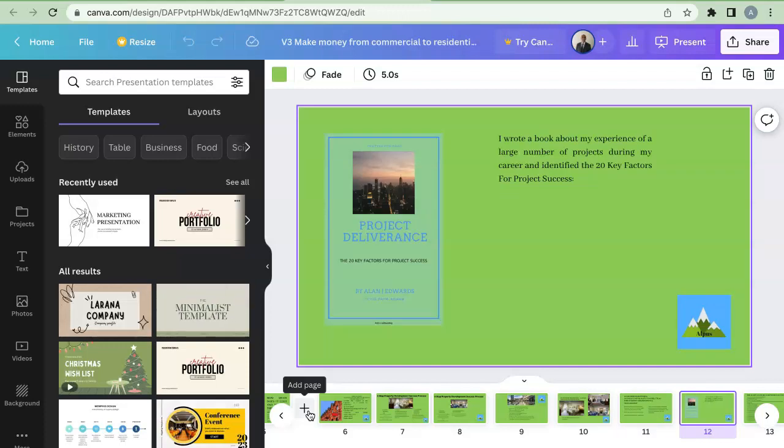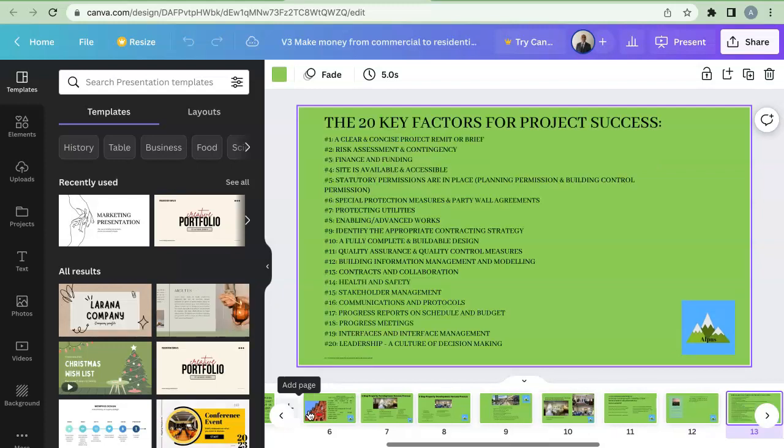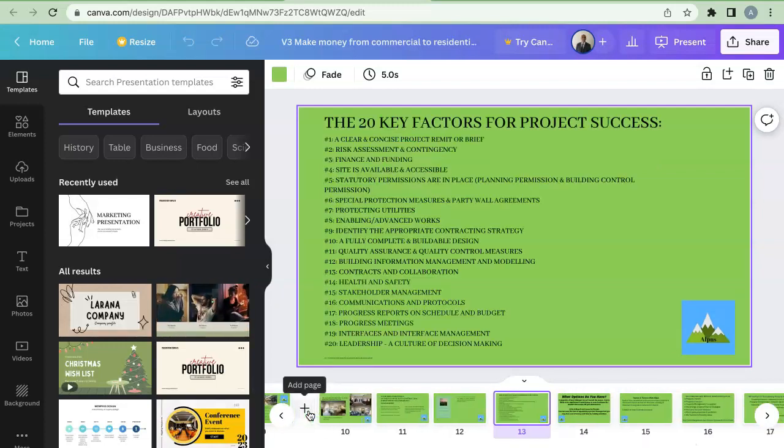This is a book that I wrote about my experience of managing large projects during my career, and in the book I identified 20 key factors for project success. These are the 20 key factors. We won't necessarily go through them all now, but if you get some of these wrong, you can get away with it. But if you start to get more than a few wrong, then you could have big problems with the success of your project.